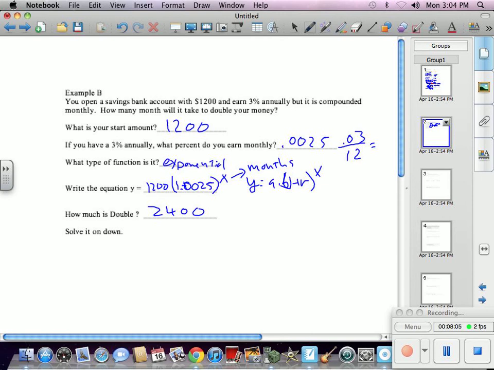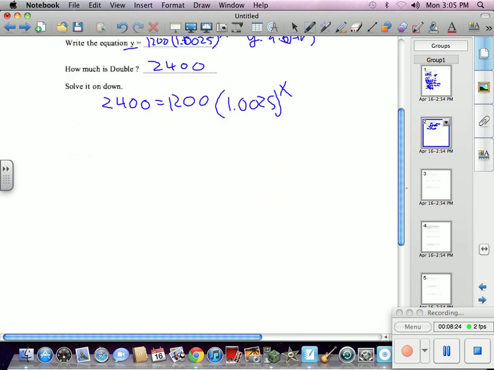So let's solve it down. How many months will it take you to double your money? So I'm going to say 2,400, because that's my amount of money. I'm replacing Y with that. Equals 1,200 times 1.0025 to the X. All right, now I'm going to solve down. First thing I'm going to do, divide by 1,200. And I'm always going to get 2 equals 1.0025 to the X. I've got that X in that variable spot, so I'm going to switch to log form.